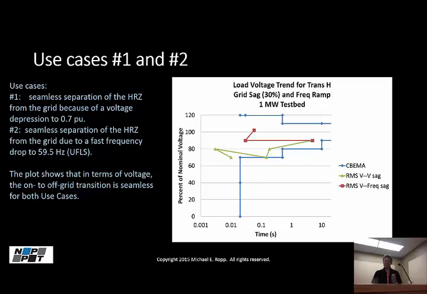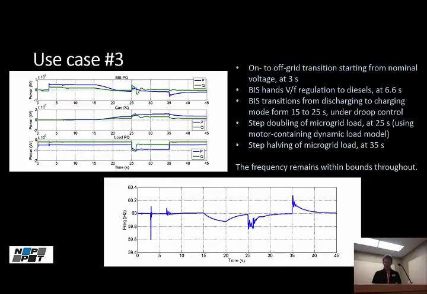Here's another use case, and these are in your slides. I'm not going to belabor the point too much because we're going to run real short on time, but you can see here the same deal where we go to the microgrid mode, we hand off control from the BIS to the generators. Then you'll notice that the BIS stays in droop mode while it's recharging.